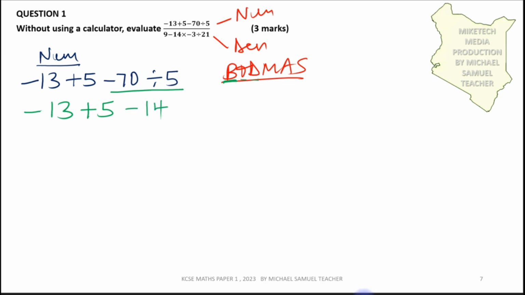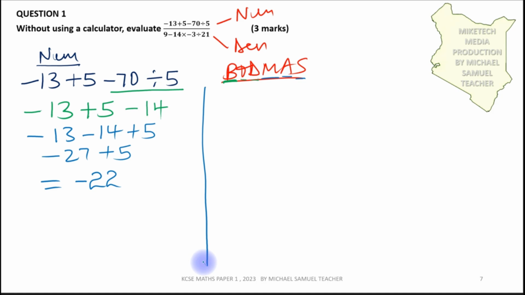The next operation will be multiplication. There is no multiplication, we have addition and subtraction. For addition and subtraction they are commutative, so we can start with either. So for this I can take minus 13 minus 14 plus 5. Minus 13 minus 14, that is minus 27, then plus 5, we end up getting minus 22.